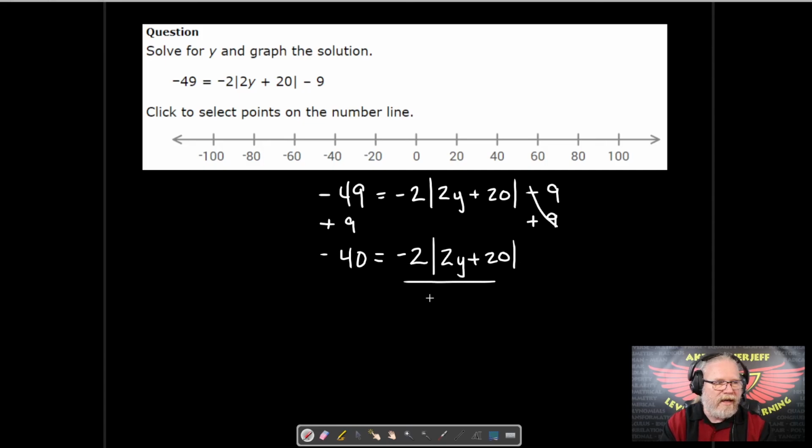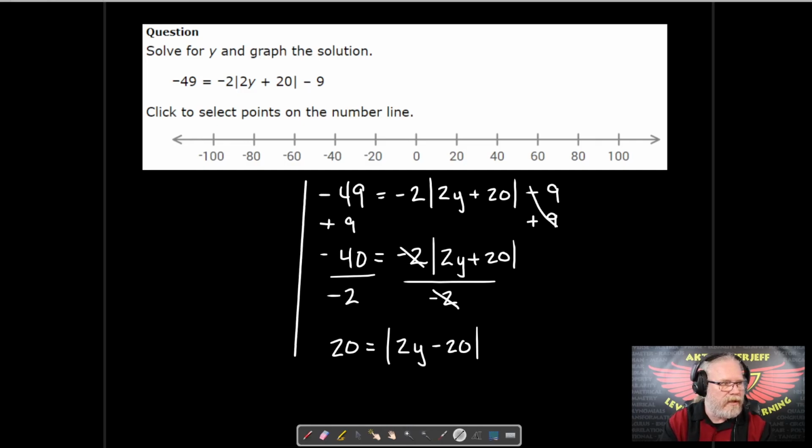Now let's go ahead and divide by that -2 to get rid of that there. What we do to one side, we do to the other, which works out really nice because that's going to give us a positive 20 over here, right? We want that to be positive. Those -2's cancel each other, leaving me with the absolute value of 2y minus 20. And now I can create my two separate equations. So we'll go ahead and do that. We'll put the +1 over on the left and the -1 over on the right.